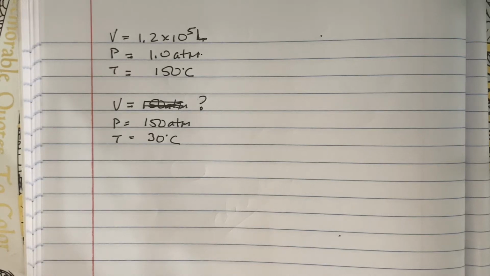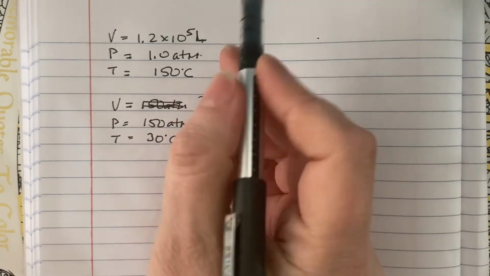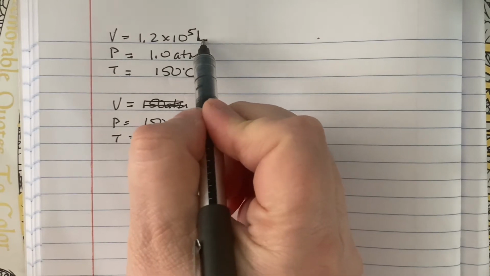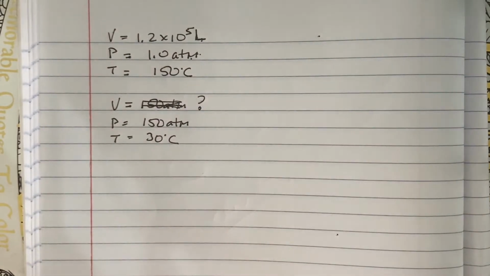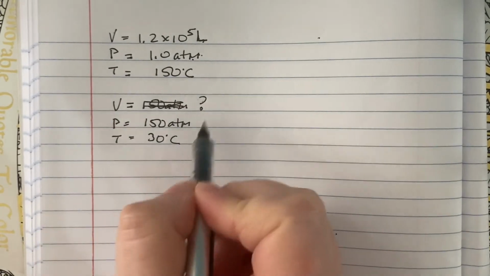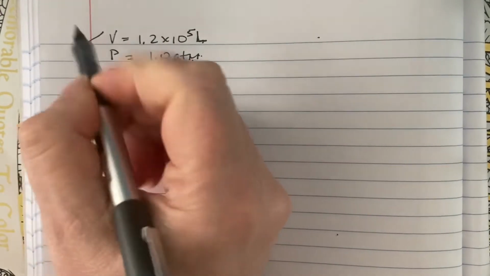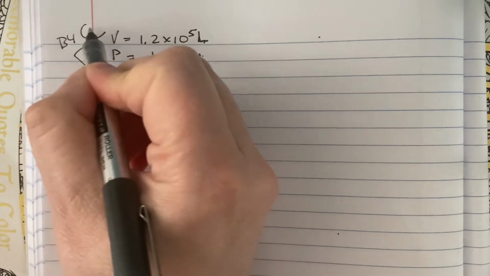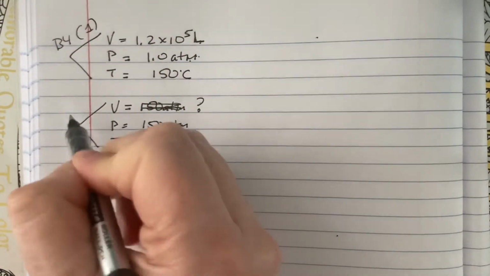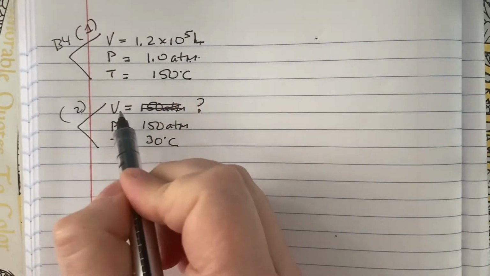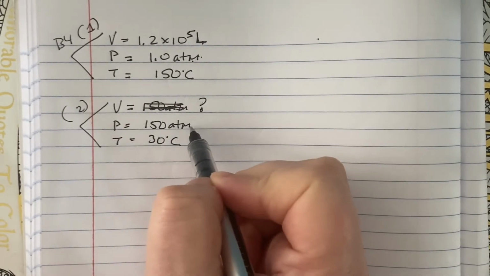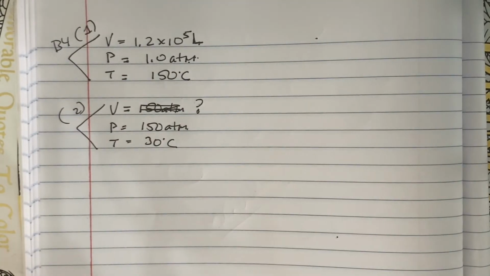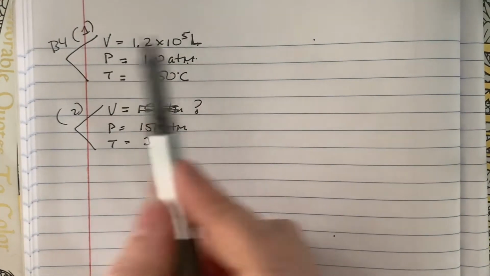Right, so I already decoded from the word problem, and what I used were the units to do that. Liters means volume, atmospheres pressure, Celsius temperature, and then they gave a second set of numbers for after. This was all before, or stage 1; this was all after, or part 2. And they wanted to know the new volume if the pressure was 150 atmospheres at 30 degrees C. So your first step is to decode and label each one.